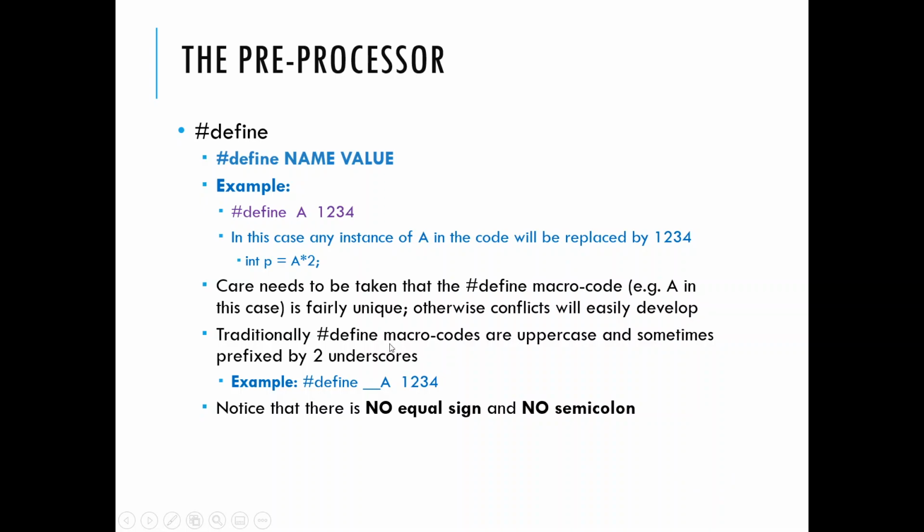Very traditionally, if I'm using a macro code, I use all uppercase. And sometimes I'll prefix it with 2 underscores just to show that it is a macro. You don't have to do that anymore, but it's all uppercase for sure, showing that it's a constant. So it'll be A, 1, 2, 3, 4. There's no equal signs, there's no semicolon, because this is not code that I'm executing. This is not code that I'm compiling. This is everywhere I see this here, put 1, 2, 3, 4. That's it. It's not code that's actually run. It's just a find and replace.